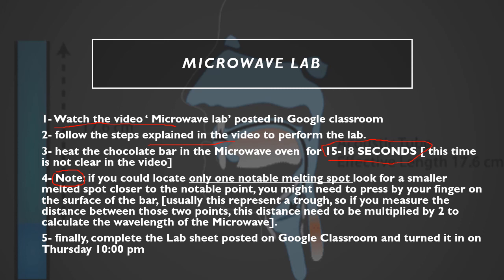But if you can spot two points that are notable melting spots, and you can measure the distance between them, that's fine. After you do that, complete the lab sheet and post it on Google Classroom. It's very simple. You don't have to write the steps. Just do some calculations. And in the conclusion, just write about 2 sentences about the lab. If your reading is much higher than the speed of light, you have to mention that. You have to comment on that.